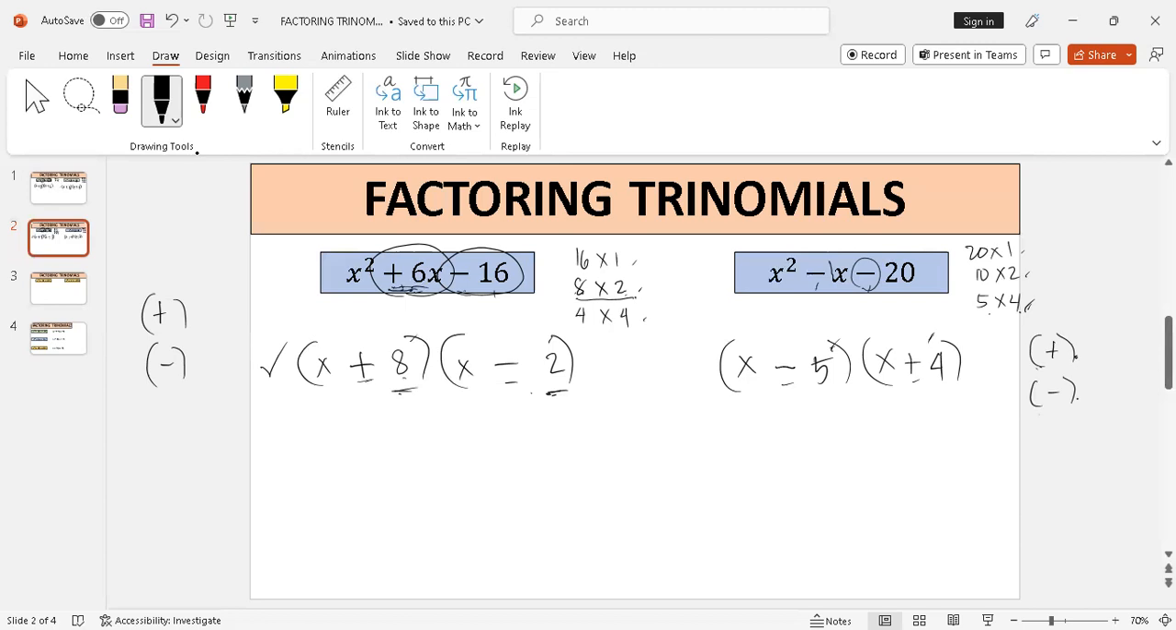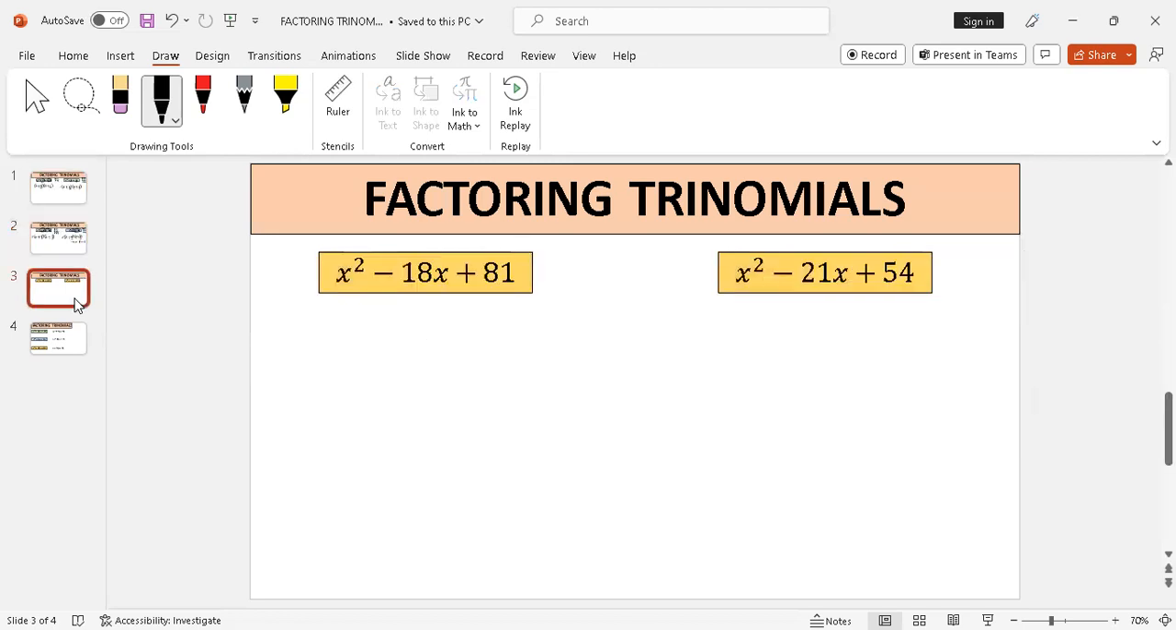Try natin i-double check. Multiply natin negative 5 times positive 4, it's negative 20. And dapat kapag pinag-add natin itong dalawang last terms na to, ang magiging sagot ay yung middle term. Negative 5 plus 4 is negative 1, which is the numerical coefficient of the middle term. So we got the correct factors.